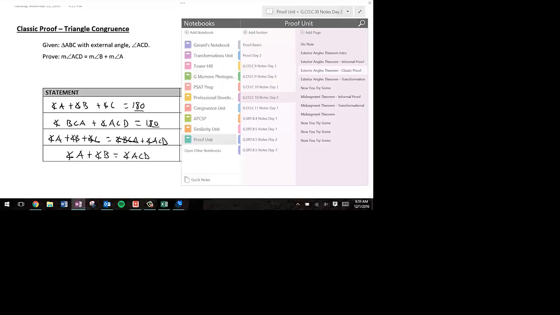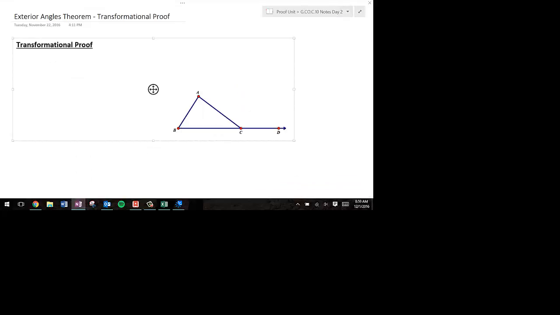Just as another one so you see it, we're going to do a transformational proof as well. I'm going to translate the triangle that they gave me by the vector BC, along its bottom line here. I'm going to translate it out so we end up with a figure that looks something like that. I have A prime up at the top, and C prime out here, and B prime is the same thing as C.